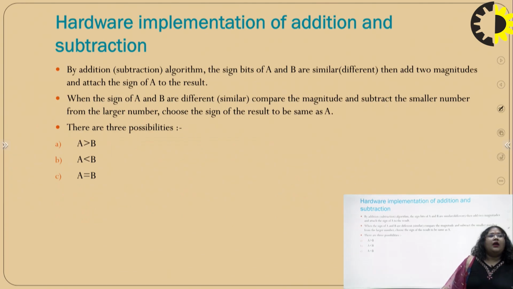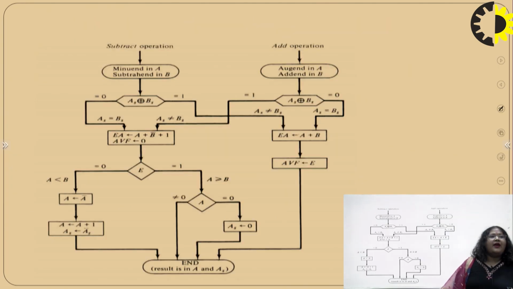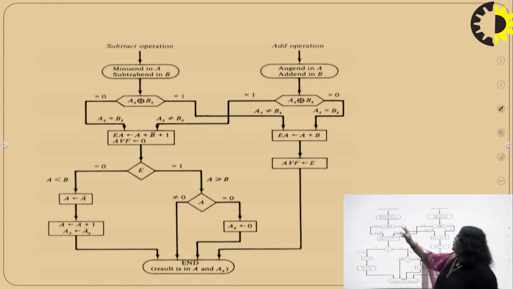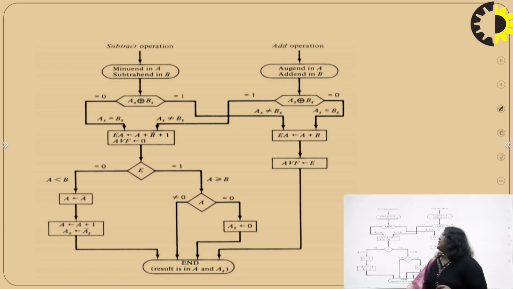In this addition and subtraction, we have to focus on the flow chart first. This is the subtraction operation, and this is the addition operation. Minuend in A, subtrahend in B. This is A minus B, or this is A plus B. If A plus B, the augend is A and the addend is B. And these are the sign bits, AS XOR BS.